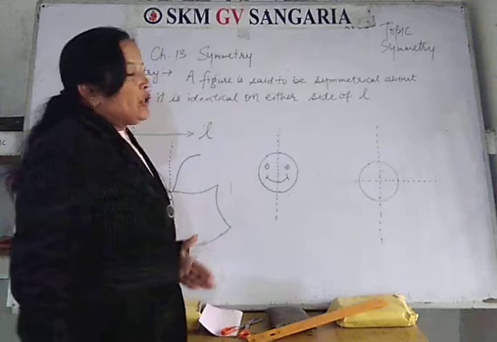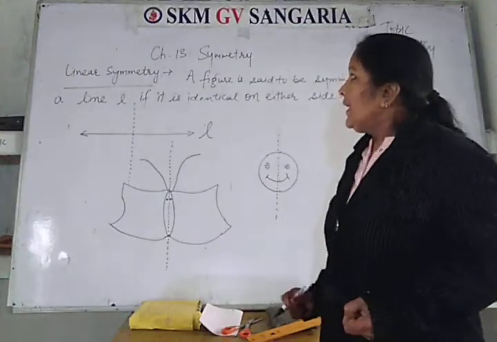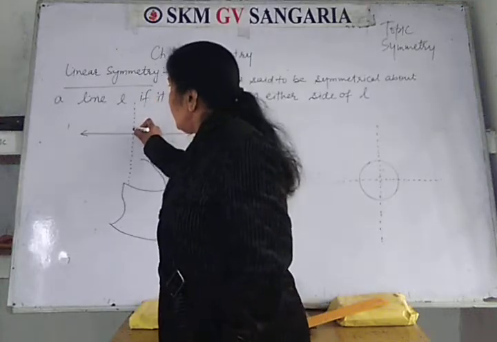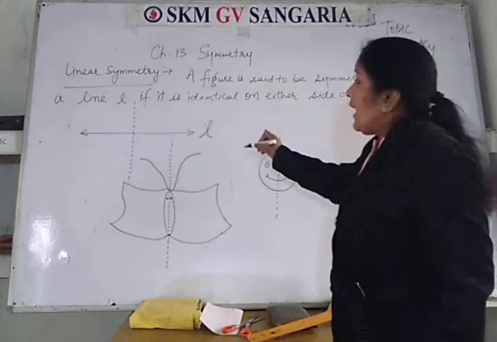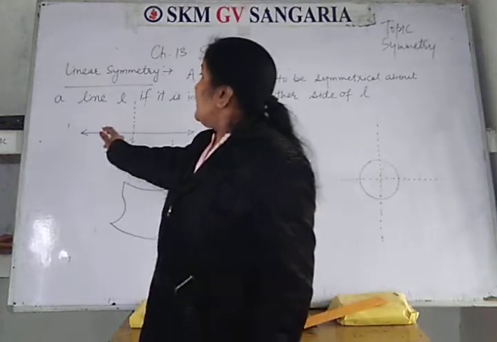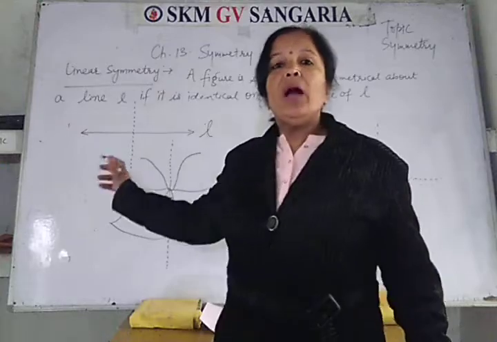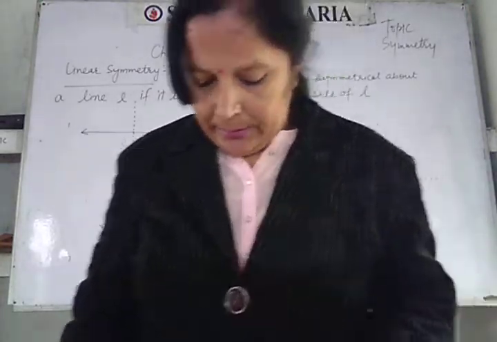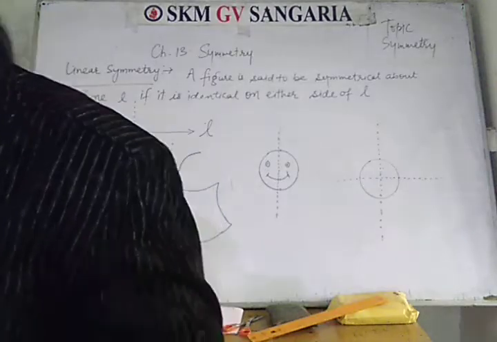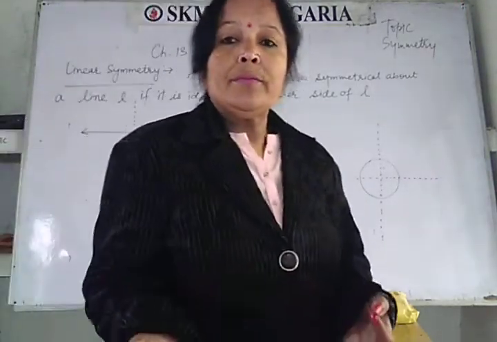So a figure is said to be symmetrical about a line L. So this figure is symmetrical about L, and it will divide it into two identical parts. Okay. And you can take the example of a button also.